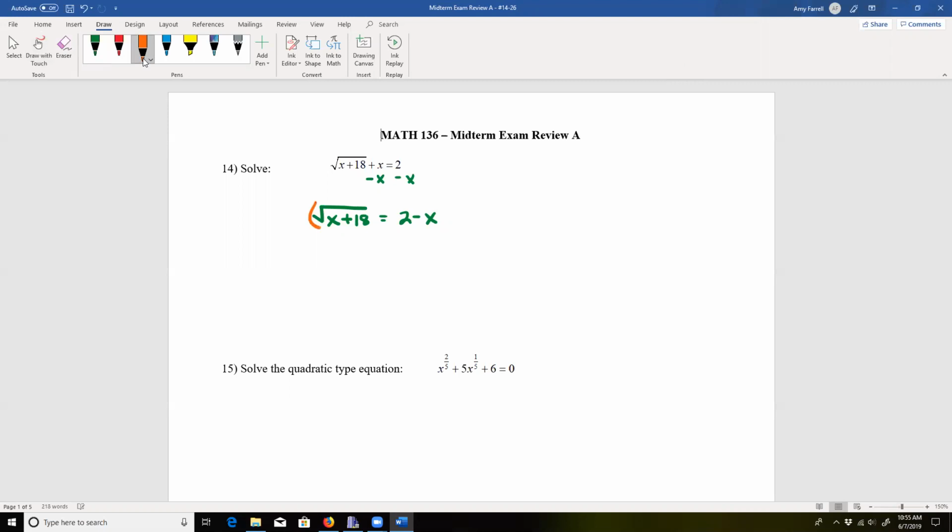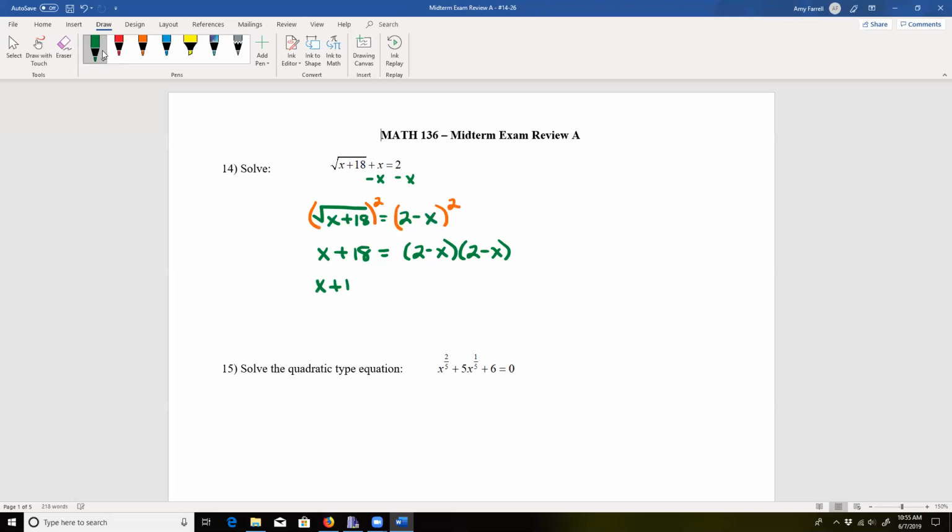Next, I'm going to square both sides. So we do that to get rid of a square root. When you square a square root, poof, it disappears. So we're just left with x plus 18. On the right, we do need to FOIL. When you square a binomial, we write it twice in FOIL.